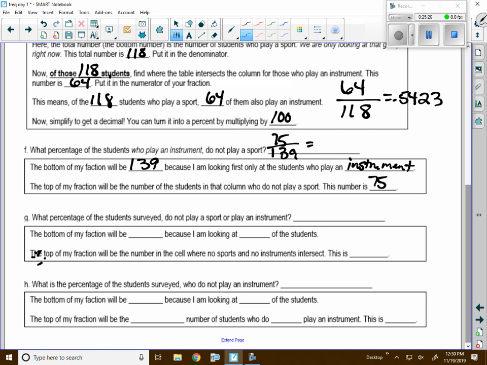Is it 54%? Is it like 53.9 or something like that? Yeah, so I think we rounded up. We'll just say 54.